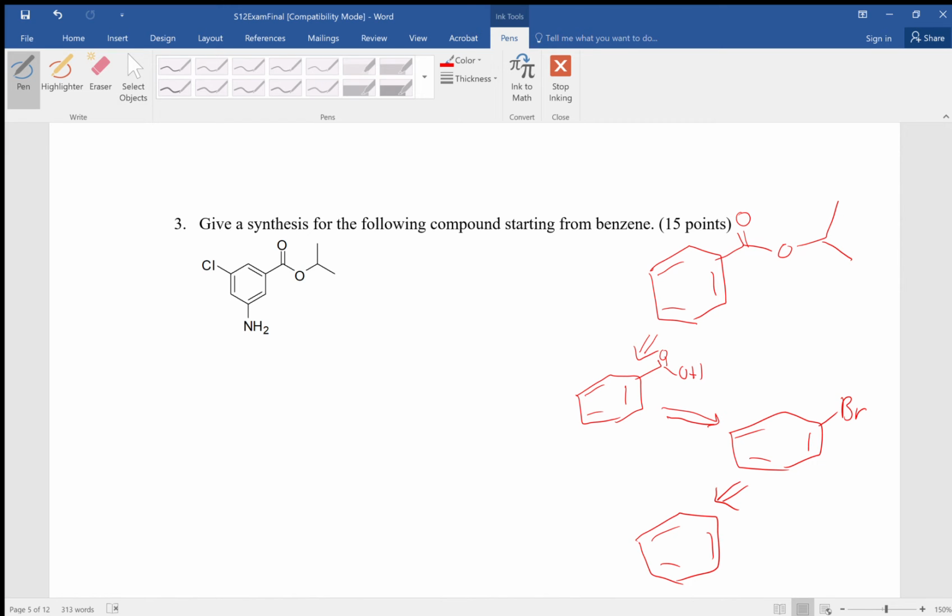Now, how do we get the rest of this? Well, a chlorine is a group that I can put directly onto an aromatic ring. But an amine is not. An amine generally comes from a nitro group.